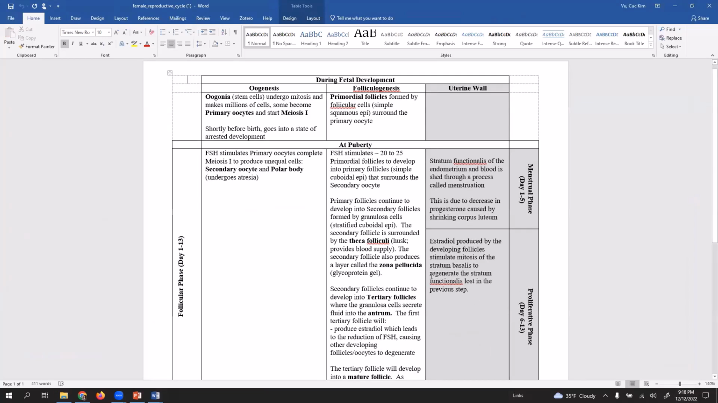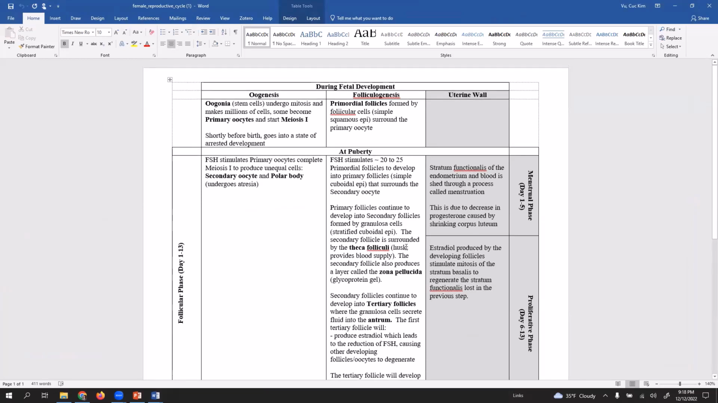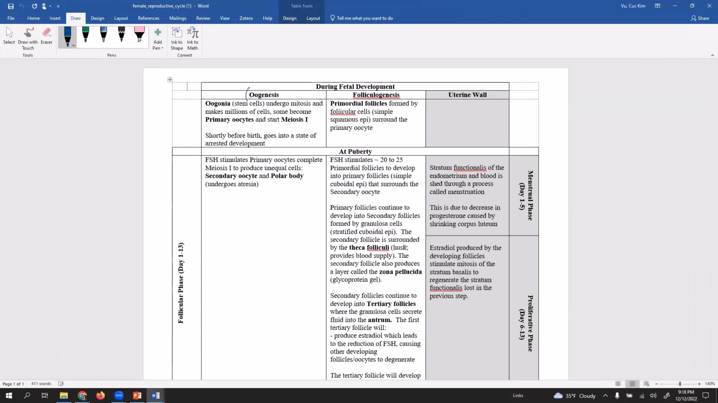Okay, so this is a cognitive map to distinguish what is going on. The blue colored area is what we talked about in oogenesis. And then the other one was follicular genesis. And now we're going to add the uterine wall lining to it. What's really nice about this chart is that it divides it up by the phases. So you have the menstrual phase.